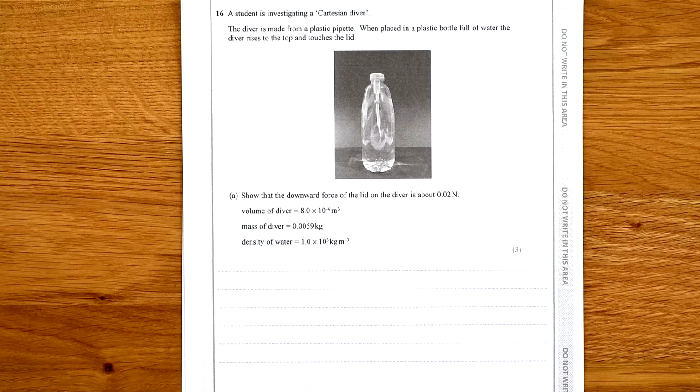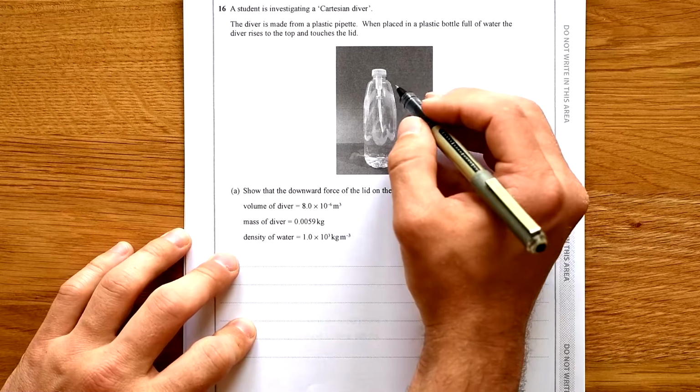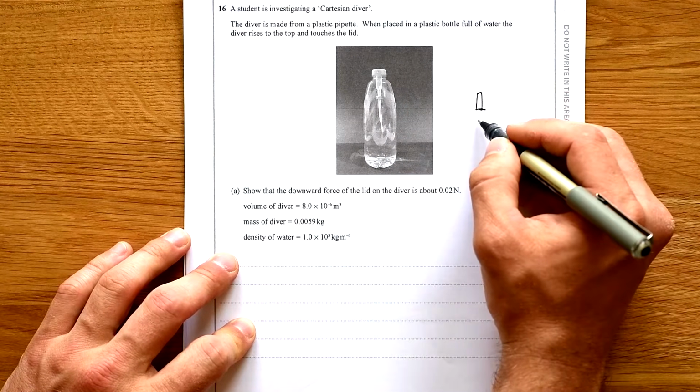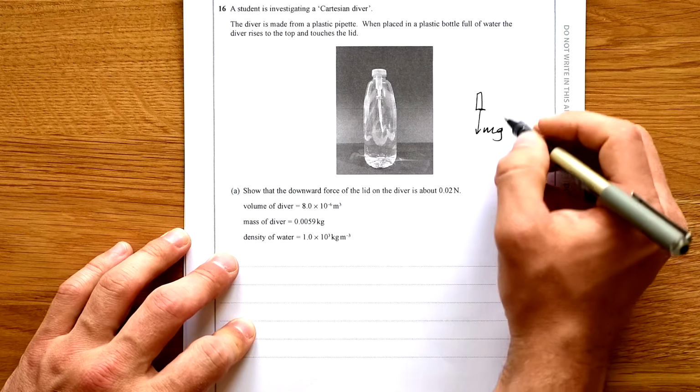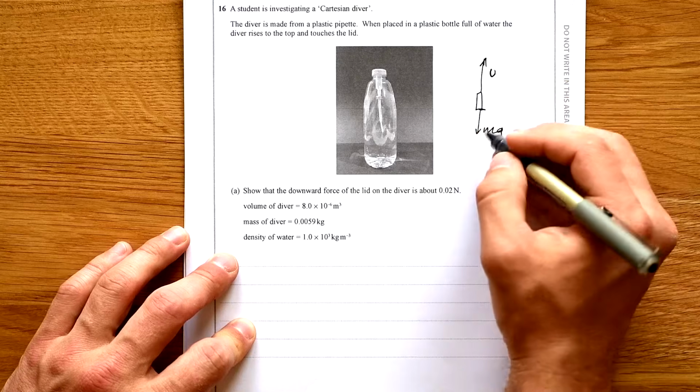16. A student is investigating a Cartesian diver. The diver is made from a plastic pipette. When placed in a plastic bottle full of water, the diver rises to the top and touches the lid. Show that the downwards force of the lid on the diver is about 0.02 newtons. Okay, so what is going on here at the lid? Well, here's our pipette, let's say, and we have the weight pulling down, yes, but we also have upthrust pushing upwards. They're not balanced by themselves.